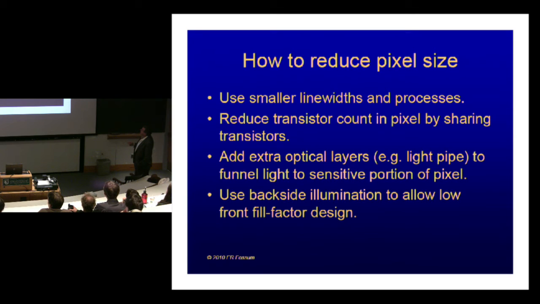We could reduce the transistor count in the pixel by sharing transistors, if we're clever. Unfortunately, that's kind of been done and taken, so probably not much room there. We can add extra optical layers like a light pipe to funnel light better to the sensitive portion of the pixel. And then something we'll also talk about in a moment is backside illumination to allow front fill factor design. So, you know, this is a fun time for engineers that do pixels, because there's a new challenge every year and a half or something to try to reduce the pixel size, and all kinds of places to be as clever as possible. It's all hard work though.